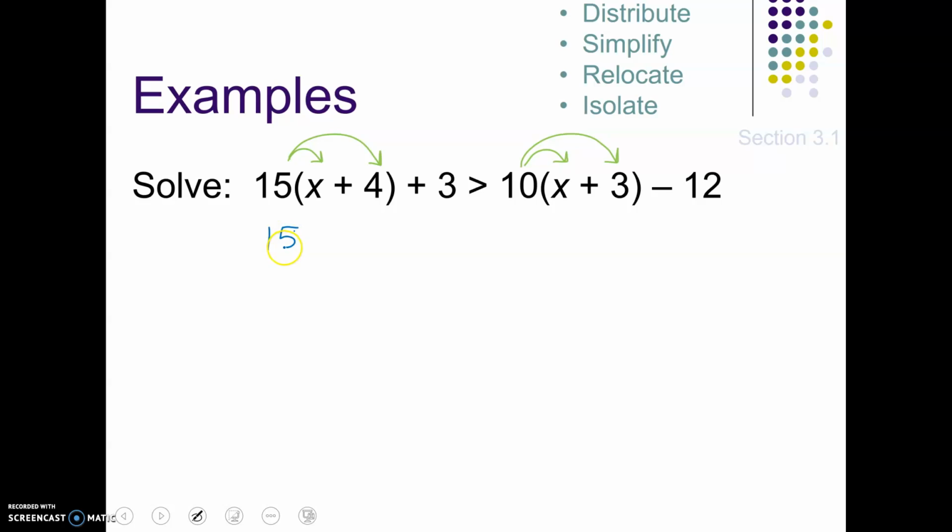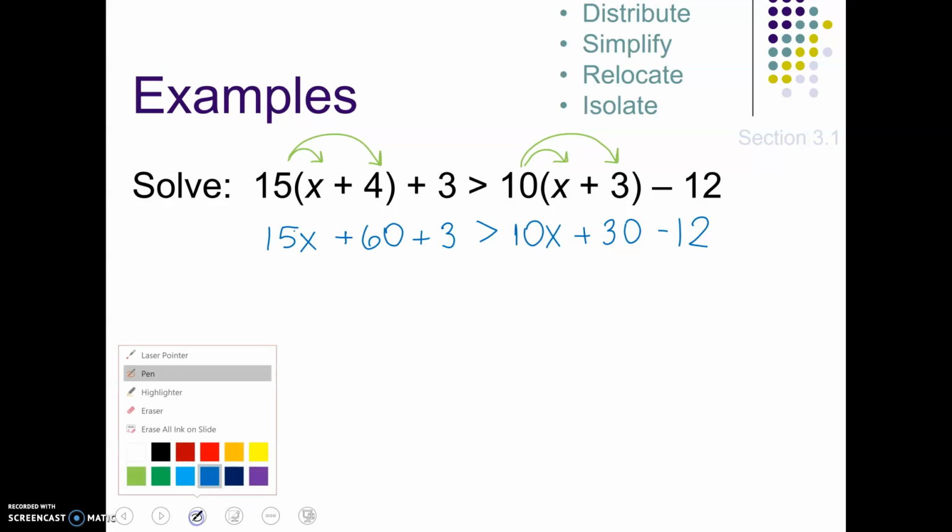So 15 times x gives me 15x. 15 times 4, or sorry, times 4 gives me 60. And then I have the plus 3. I still have greater than. 10 times x gives me 10x. 10 times 3 gives me 30. And I still have the minus 12. So there's our distribution step, trying to free up those terms by removing the parentheses.